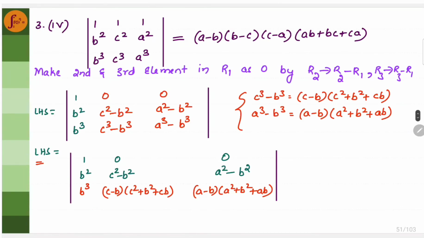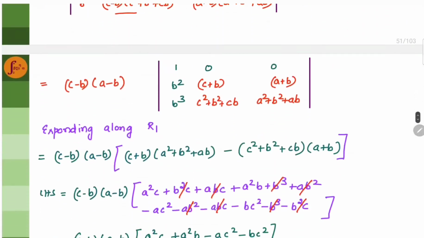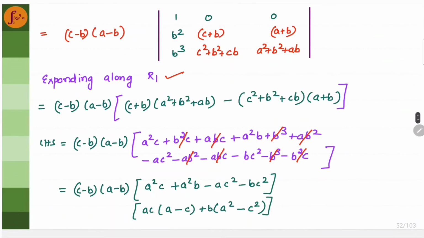This problem is even more complex, but the approach is the same. All these are related problems, but the approach is the same. Make the elements zeros, expand c square minus b square as (c plus b) into (c minus b), and c cube minus b cube also you expand like this, and then take the common factor outside, and then figure out the determinant.